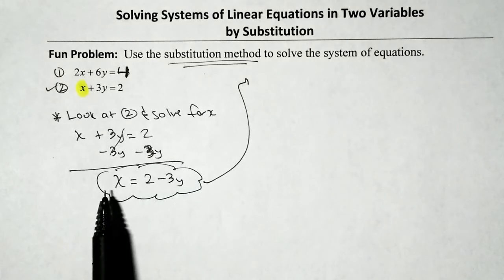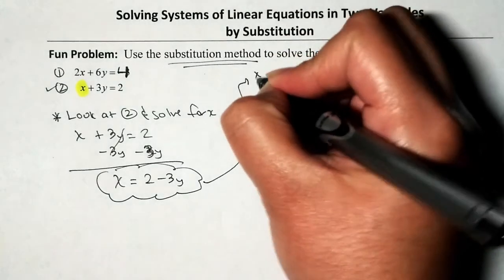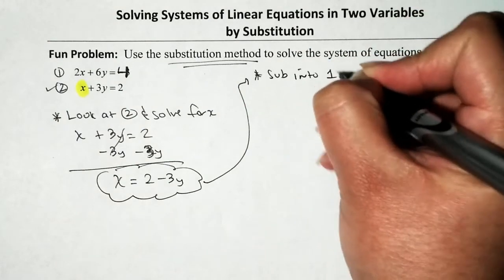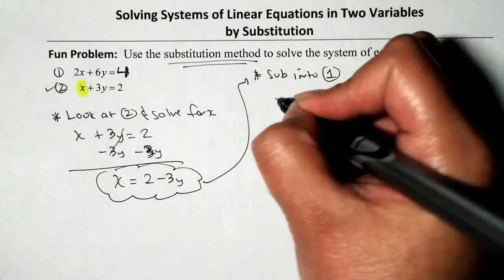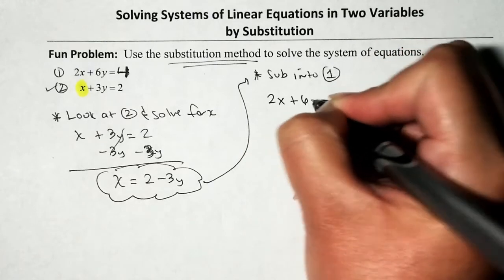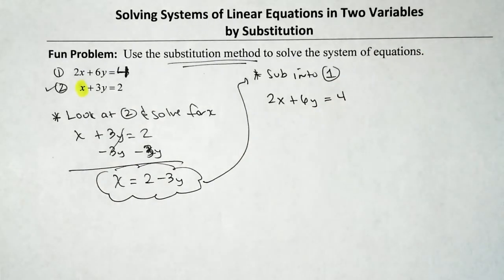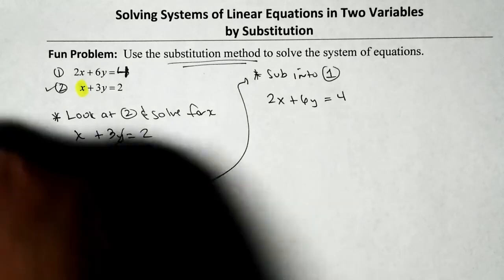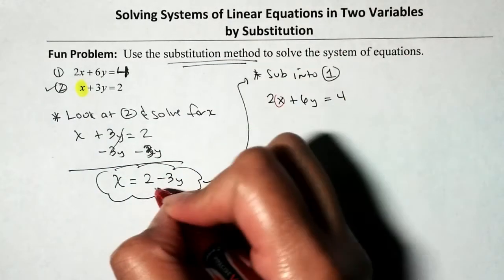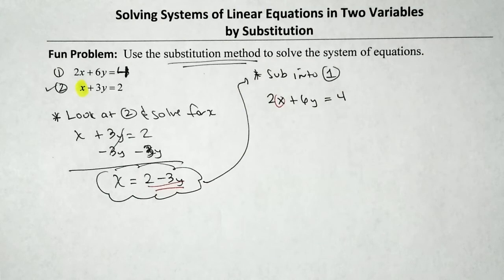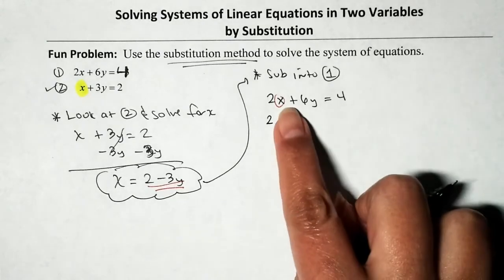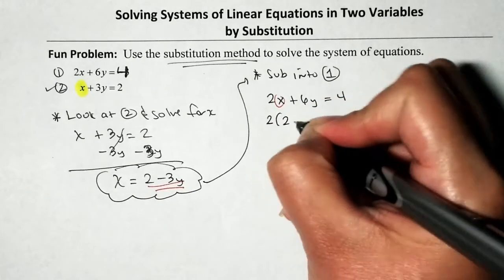So let's go ahead, plug it into the first one. So again, I love speaking to myself. So sub into the one we didn't use, which was equation 1. So that will give us 2x plus 6y equals 4. And we have a nifty expression for x. So wherever we see an x, we are going to replace it with the expression given by 2 minus 3y. Why? Because we have x equals this. So we have 2 times the expression for x, which is 2 minus 3y.